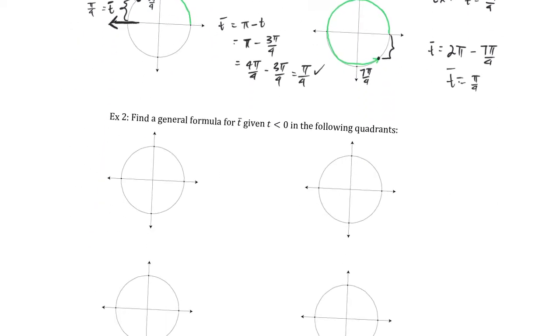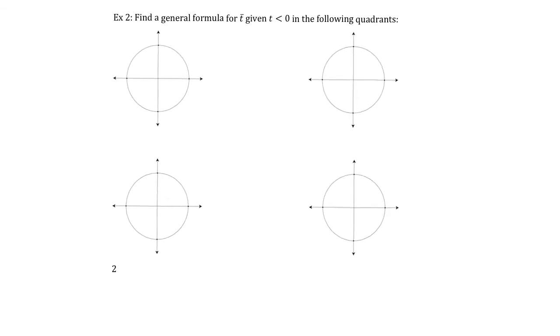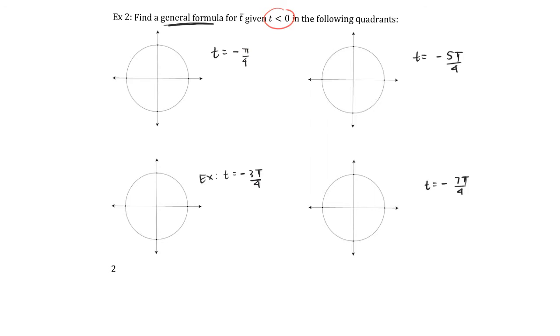Now let's look at what happens when our angle is negative. We're still looking for that reference angle, but we've got a negative angle. I'm going to give you some examples and let you draw them in and see if you can come up with a general formula for the reference angle. We've got negative angles, right? So we need to be coming in the clockwise direction. Your goal is to try and come up with a general formula for what the reference number would be there.